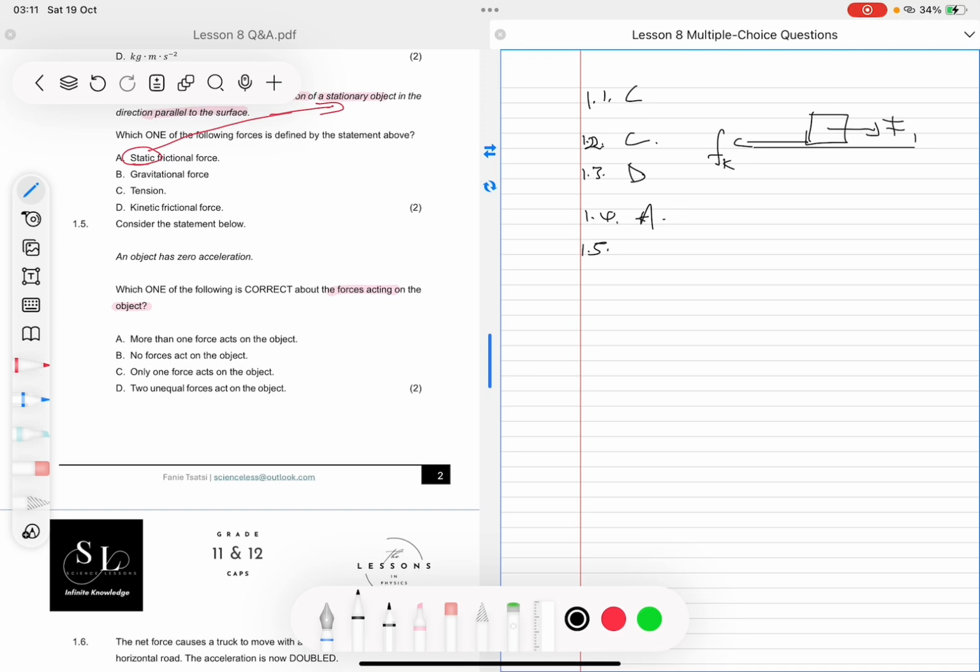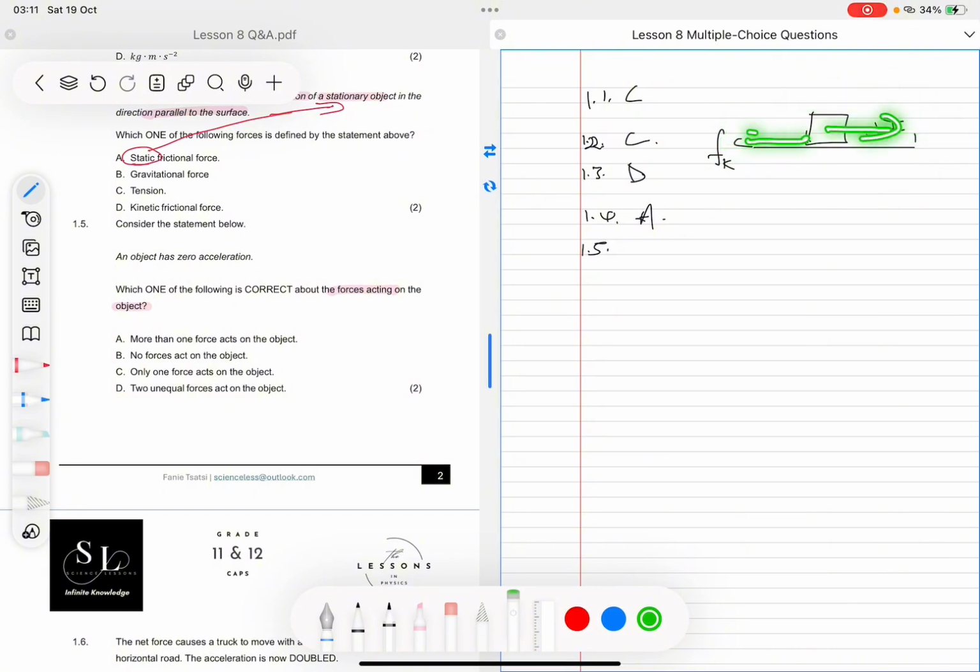The first option doesn't have enough information for us to conclude, because if you say more than one force, I can have these two forces here acting on this object. We need more information. This force could be greater than this one so that the object will move in that direction, right?